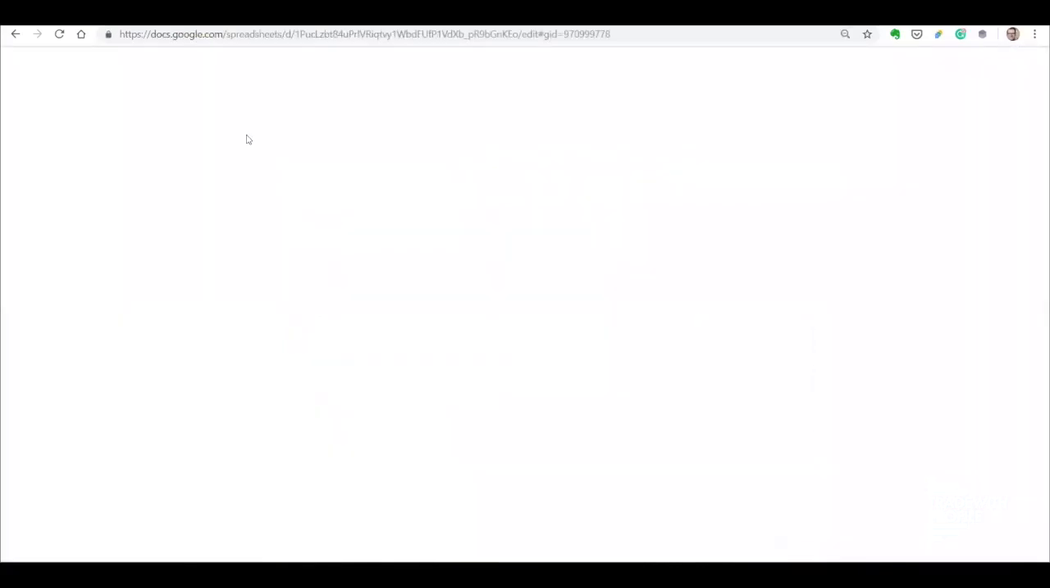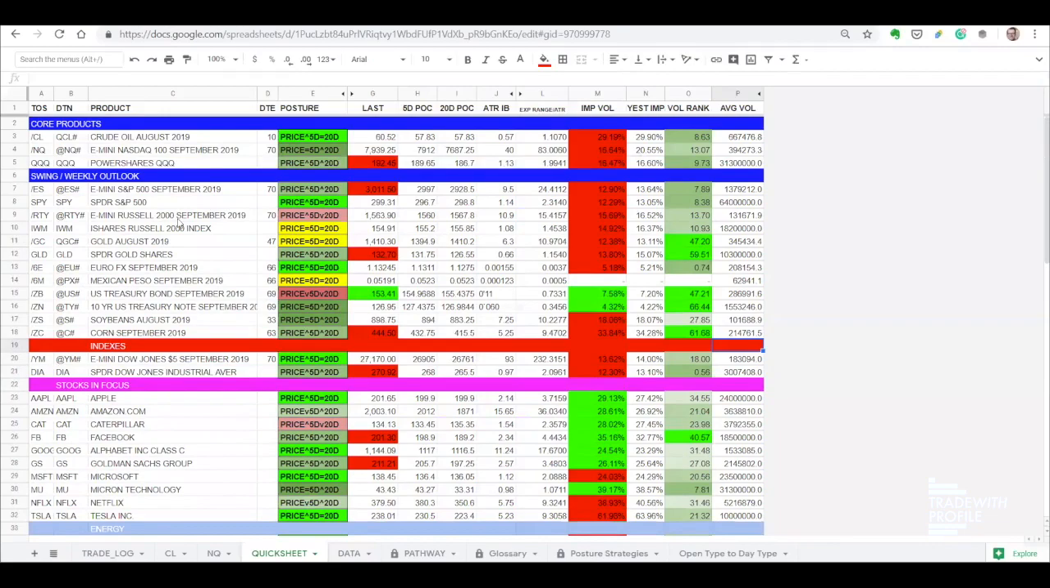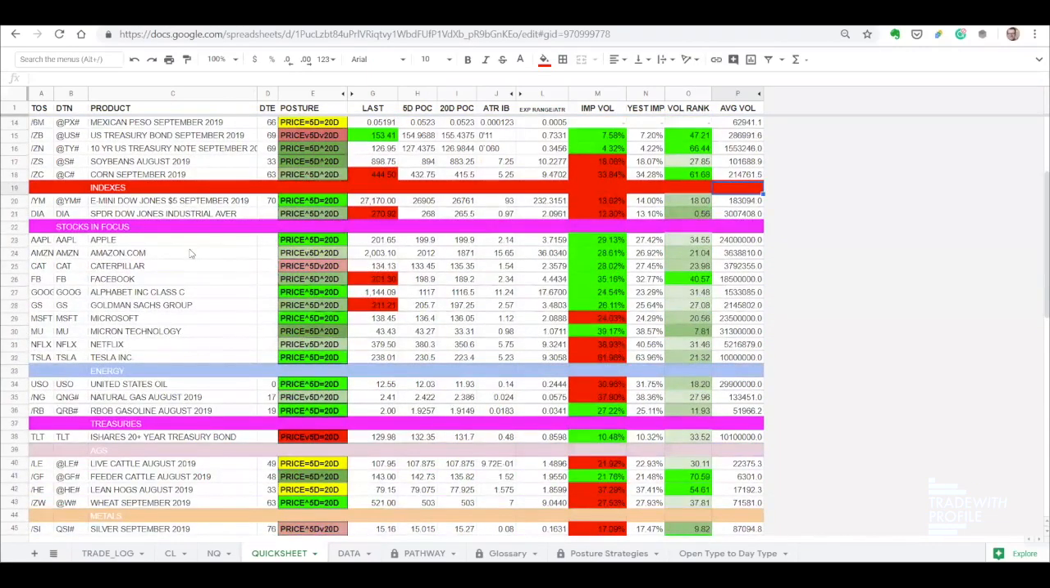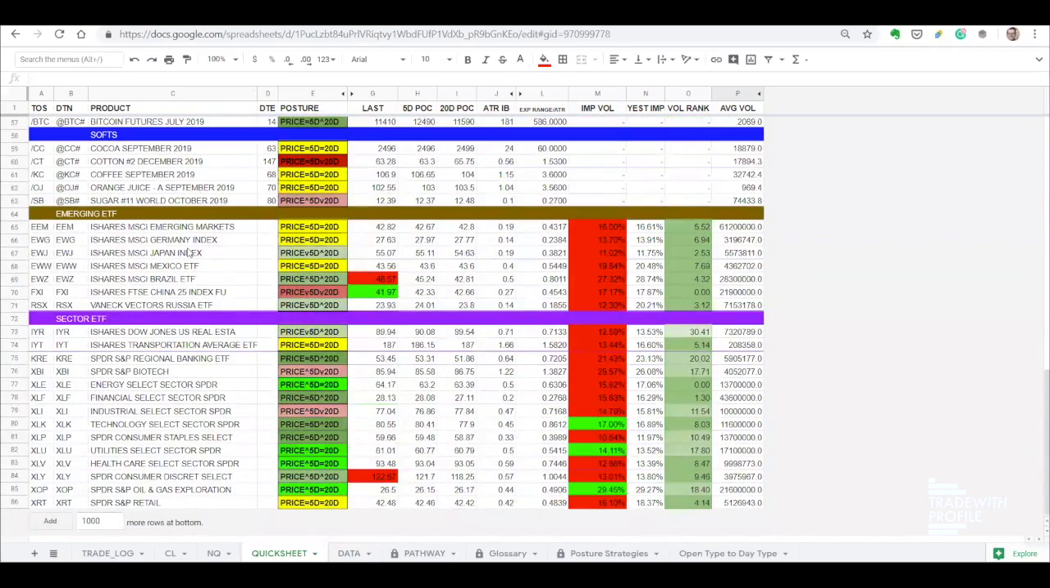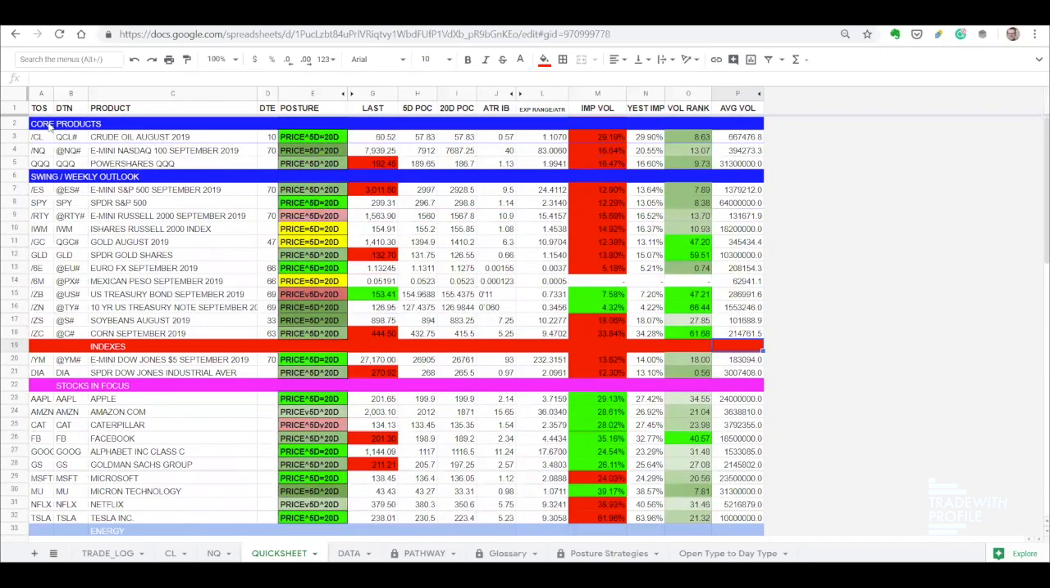So one of the ways that we identify opportunity is that we look at the relationship of price and value across multiple time frames. And we generate something here called the quick sheet. This is a number of products that we look to trade or to monitor. We don't necessarily trade sector ETFs, but we look at those as a bellwether of what's happening in the rest of the markets. But our core products really are the ones listed up here.